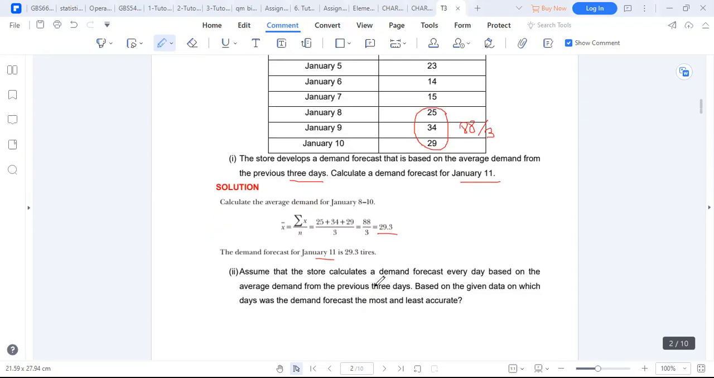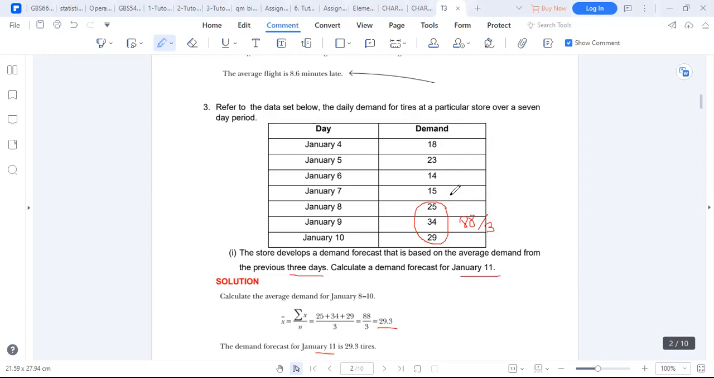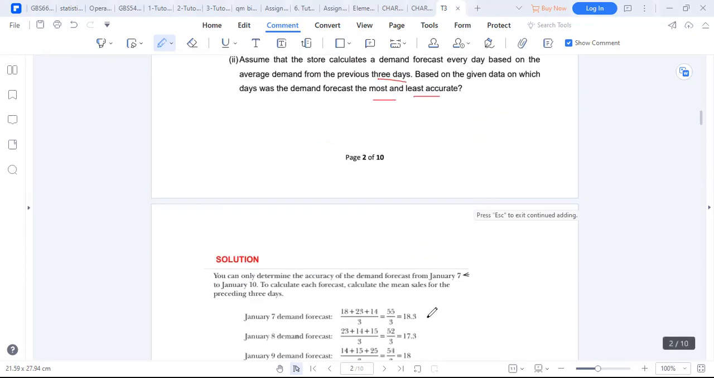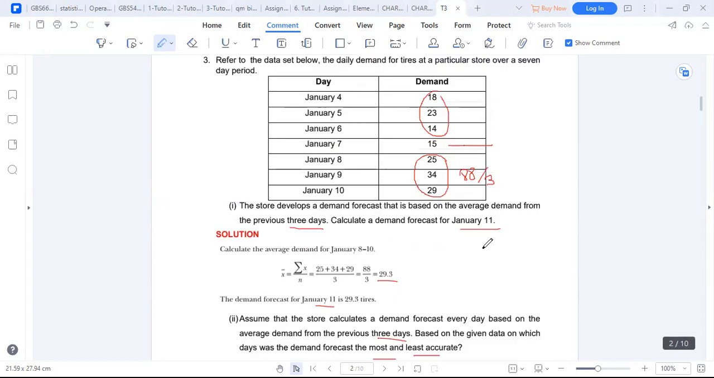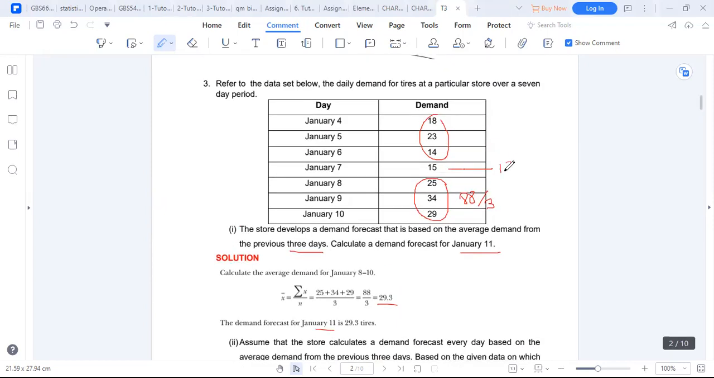Now assume the store calculates demand every day based on previous 3 days. Based on the given data, which one is the most and least accurate? So we're going to simulate each of these ones here. So if we're going to start with the first 3, so our first forecast will be for January 7. So when we average them, we add these 3 and divide by 3, we're going to get our first forecast, which will be 18.3.